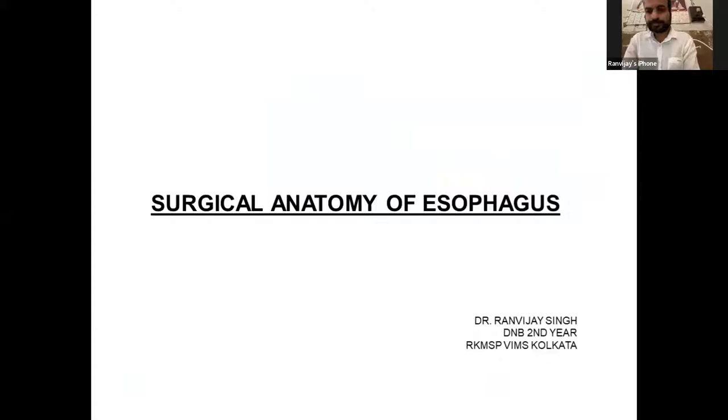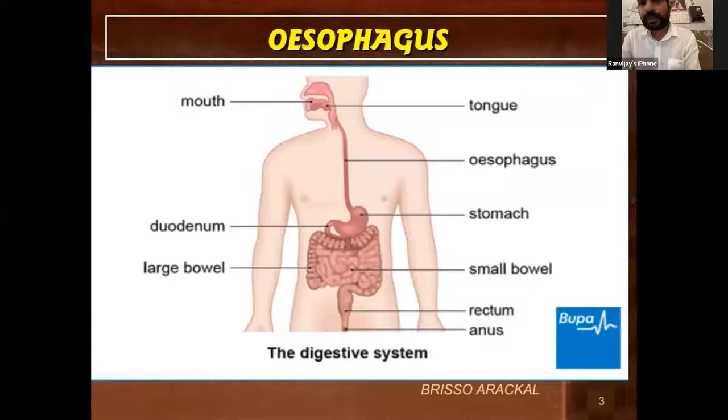Good morning, sir. Good morning, everyone. Today's topic is the surgical anatomy of the esophagus. Now you can see the whole of the alimentary canal from the mouth and tongue, the esophagus, the stomach, the duodenum, the small bowel, the large bowel, the rectum, and the anus. This is the digestive system.